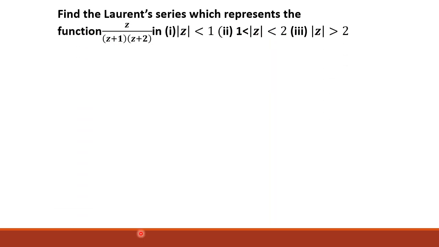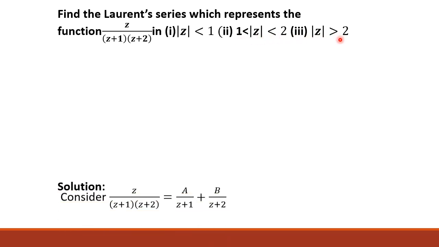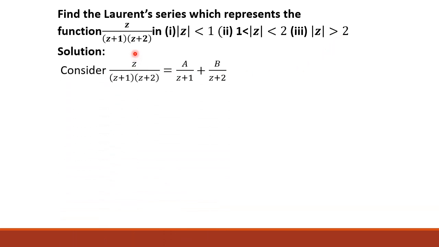Now, we see some examples. Find the Laurent's series which represents the function z by (z plus 1)(z plus 2) in the regions modulus of z less than 1, 1 less than mod z less than 2, and mod z greater than 2. So, first we have to express the function z by (z plus 1)(z plus 2) by splitting it using the partial fraction technique, that is a by (z plus 1) plus b by (z plus 2).